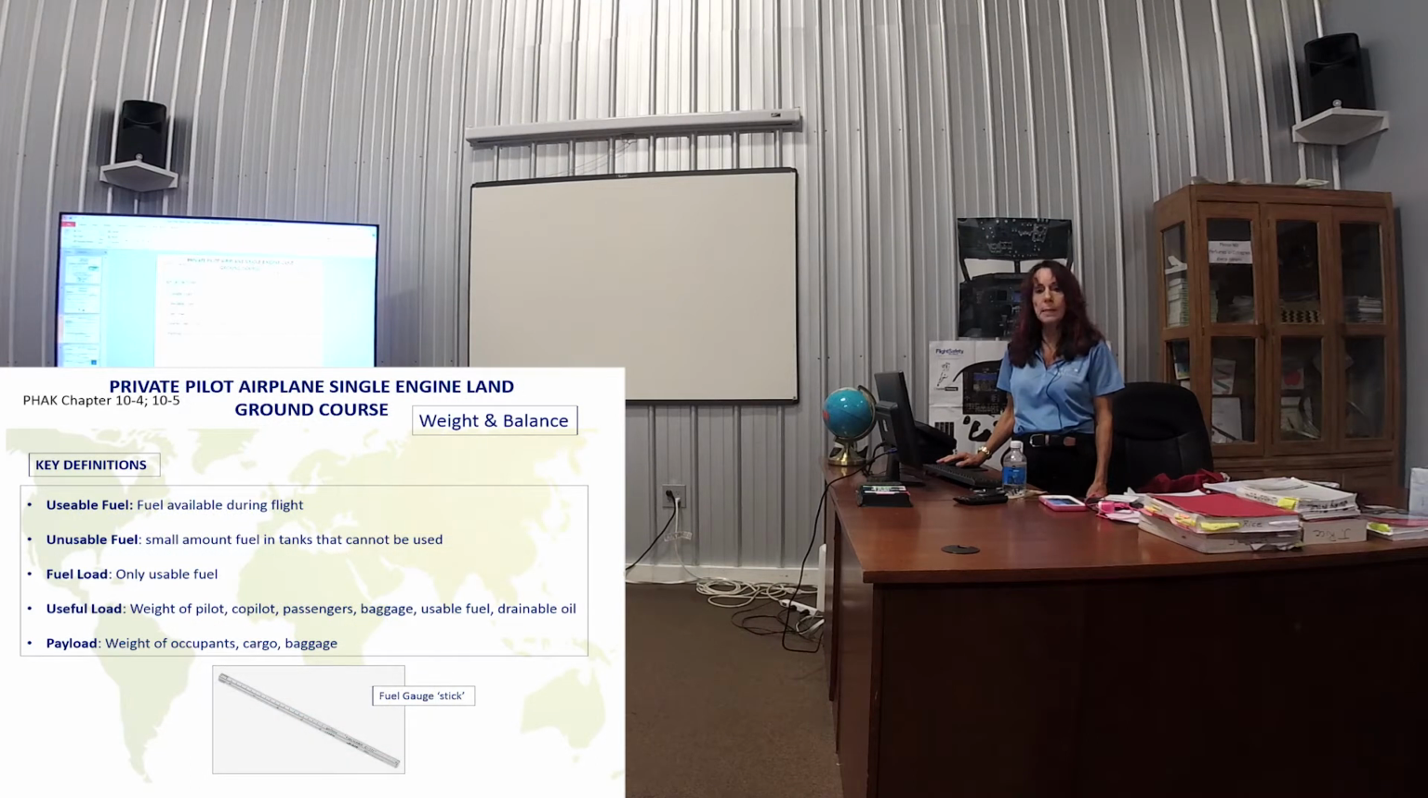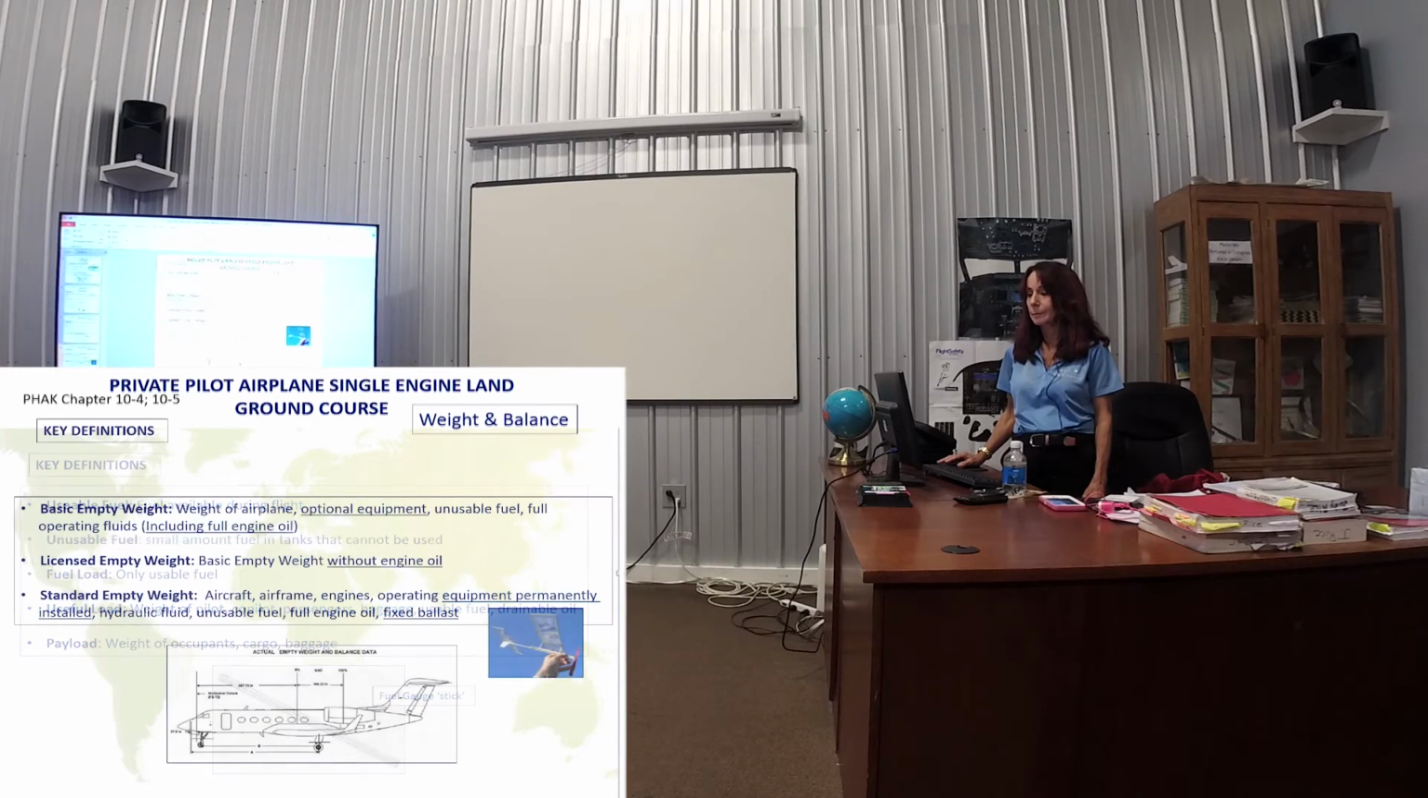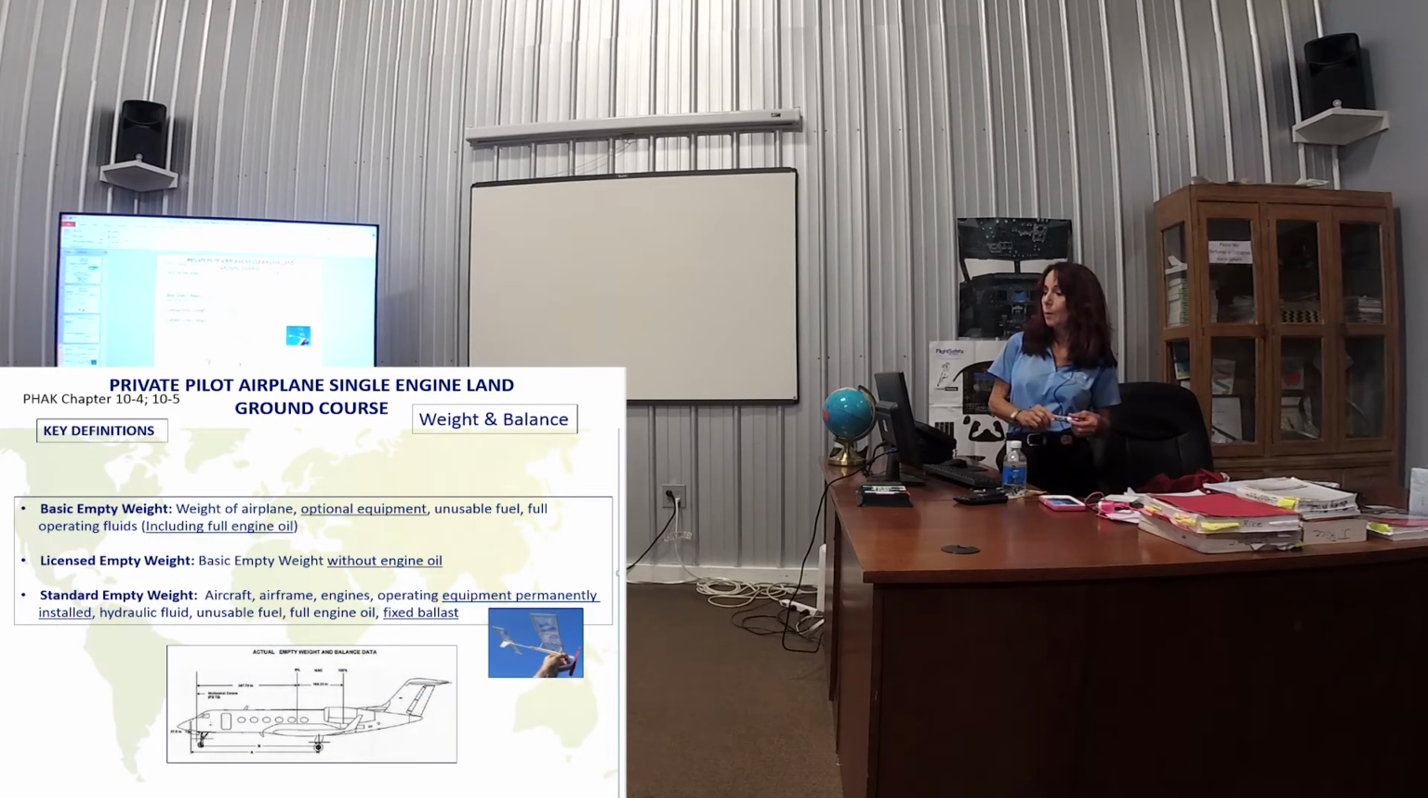What's included in basic empty weight? The fuel. Full engine liquids. There you go. Weight of the airplane, optional equipment, unusable fuel, full operating fluids that include engine oil.